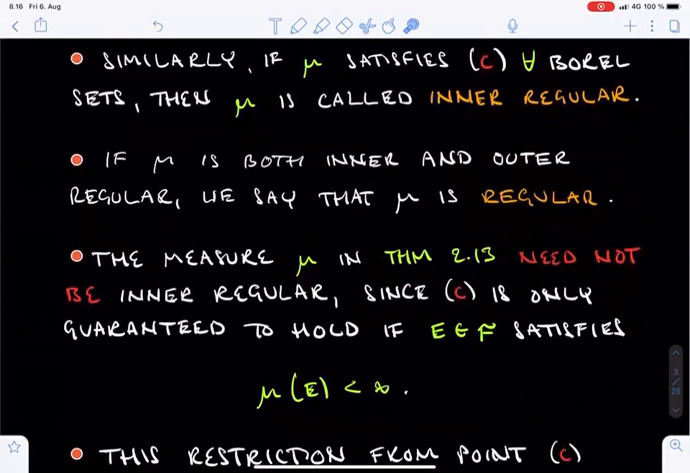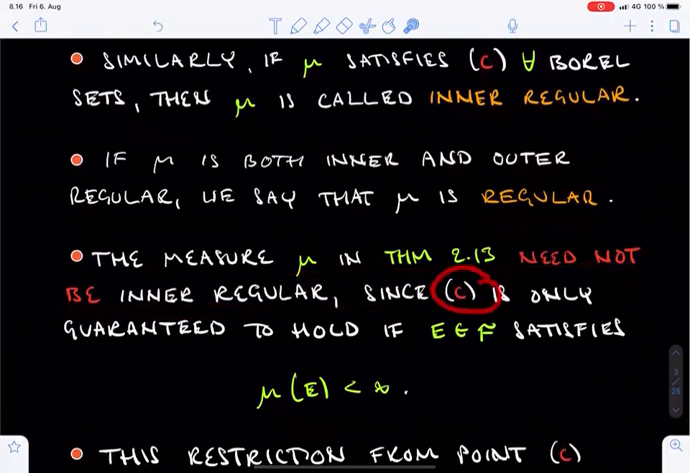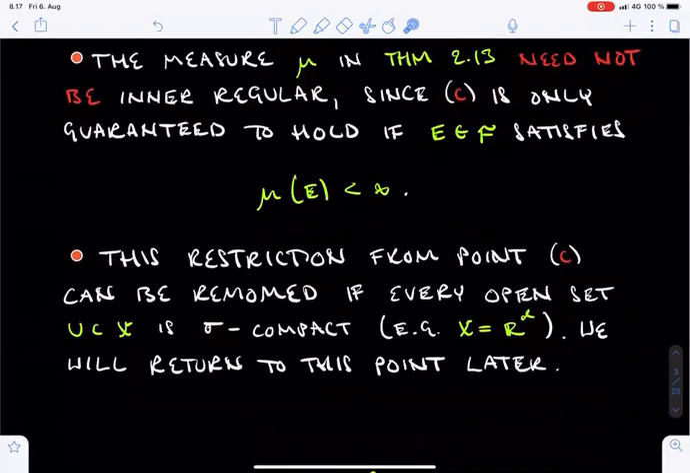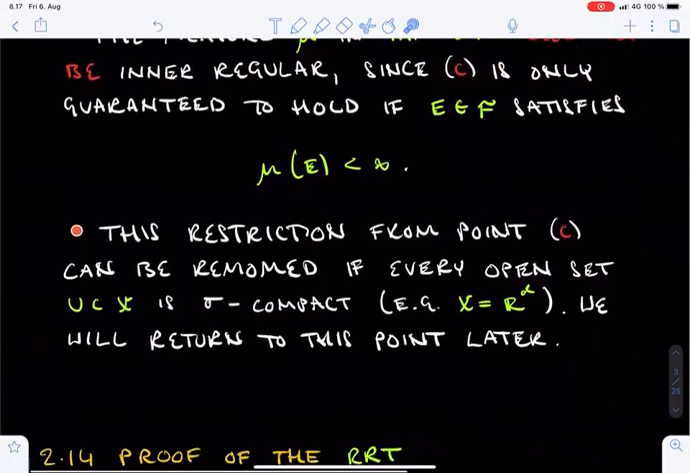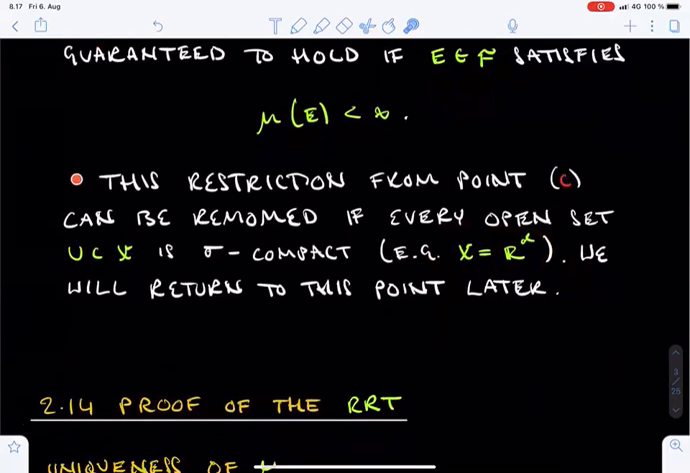The annoying caveat we just discussed above can be rephrased by saying that the measure mu in the Riesz representation theorem need not be inner regular. The property C is only guaranteed for Borel sets with finite mu measure, but not all Borel sets. If we additionally assumed that every open subset of X is sigma compact, then the caveat would vanish. This is in particular true if X is R^d. We will return to this point after the proof of the Riesz representation theorem is complete.